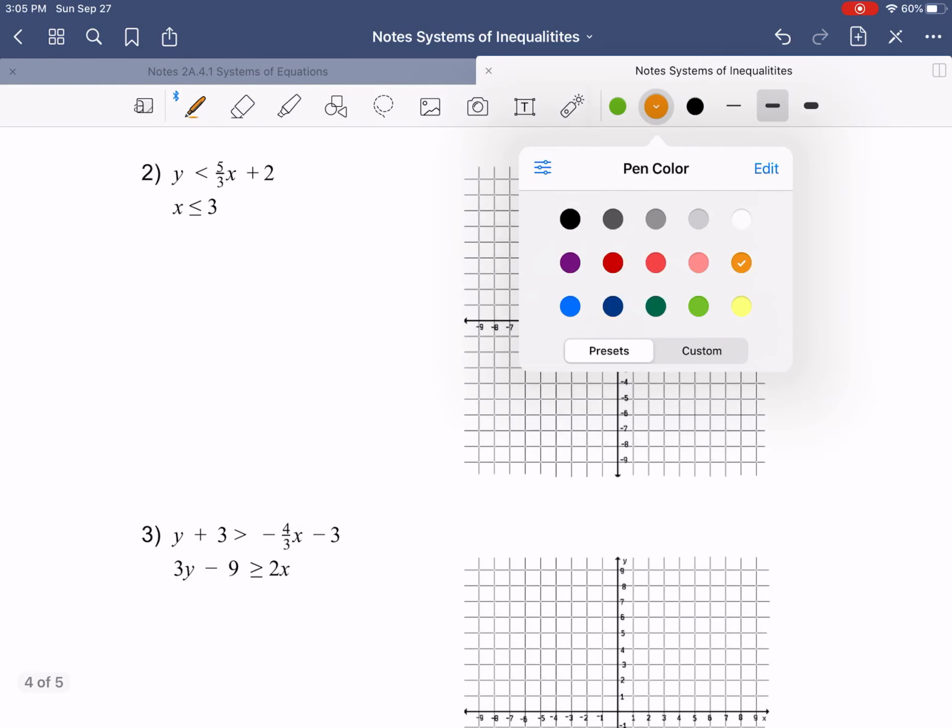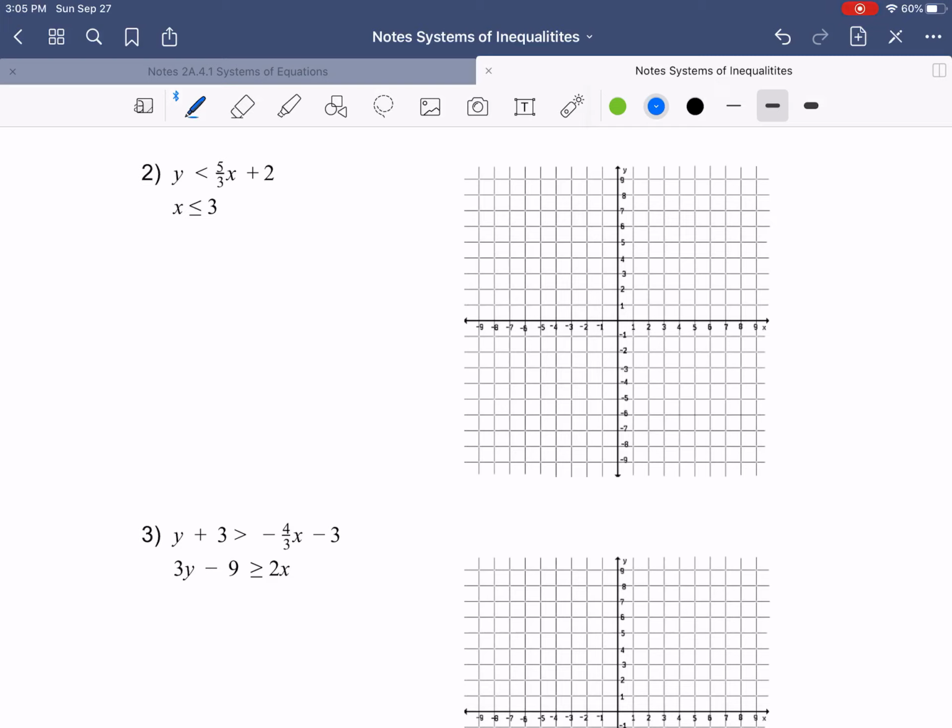All right, let's do example number 2. It says y is less than 5/3 x plus 2. So my y-intercept here is at 2. My slope is 5 over 3, so that means I'm going to go up 5, right 3. My y-intercept is at 2. I go up 5, 1, 2, 3, 4, 5, right 3. I ran out of room to do it again, so I'm going to go down 5, 1, 2, 3, 4, 5, left 3, down 5, 1, 2, 3, 4, 5, left 3. And then I ran out of room.